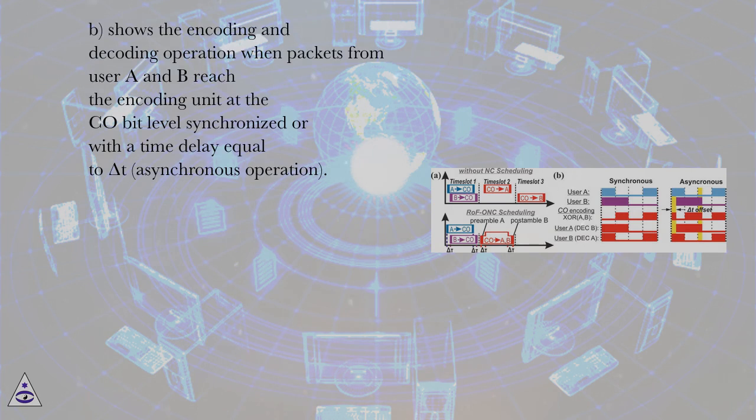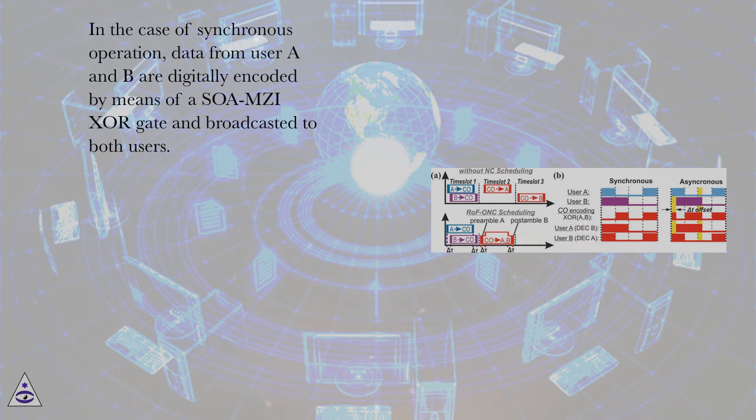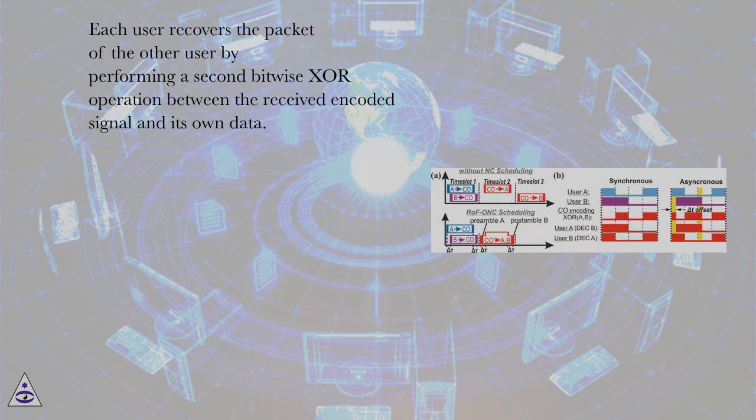B. Shows the encoding and decoding operation when packets from users A and B reach the encoding unit at the CO bit-level synchronized or with a time delay equal to delta t, asynchronous operation. In the case of synchronous operation, data from users A and B are digitally encoded by means of a SOA-MZI XOR gate and broadcasted to both users. Each user recovers the packet of the other user by performing a second bitwise XOR operation between the received encoded signal and its own data.